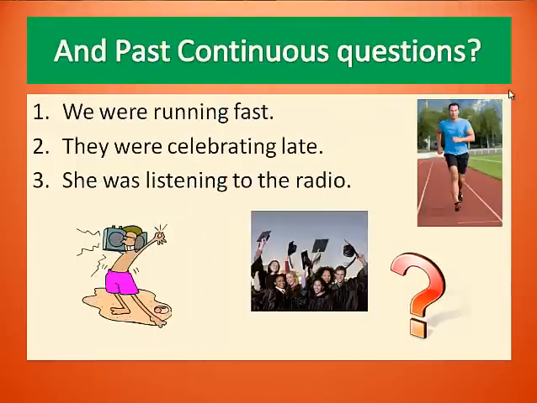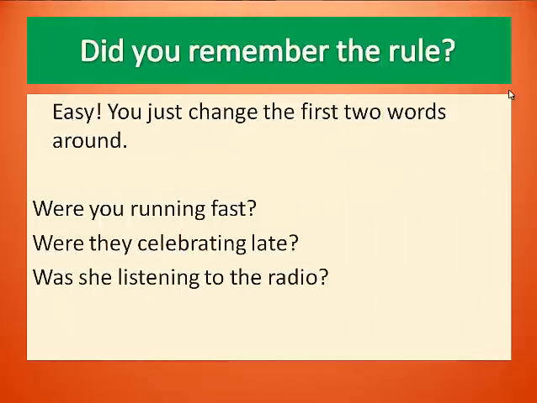And past continuous questions? We were running fast. How do we say that using the question form? They were celebrating late. She was listening to the radio. Did you remember the rule? It's easy. You just change the first two words around. Were you running fast? Were they celebrating late? Was she listening to the radio?